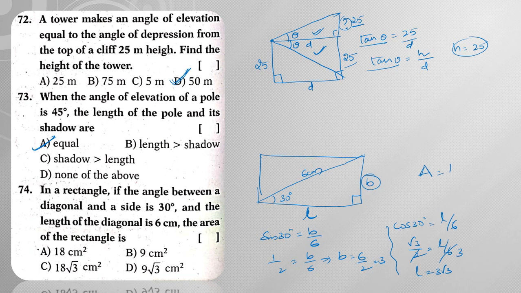Then area of rectangle is nothing but length into breadth, which is equal to 3 root 3 into 3. So 3 3s are 9. So 9 root 3 centimeter square. Hence the answer is 9 root 3 centimeter square.